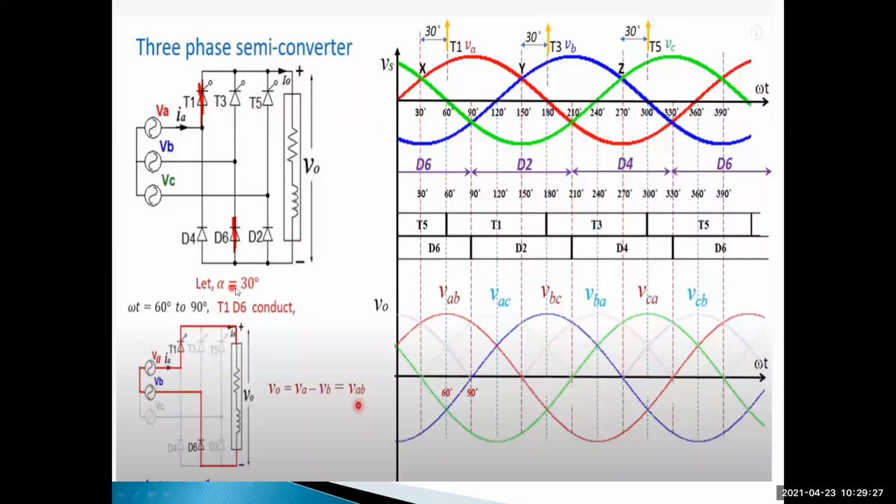Alpha is equal to 30 degrees means it starts conduction from 60 to 90 degrees onwards. Remember, pi by 6 plus alpha, up to this angle onwards, the triggering pulse is given to the thyristors T1, T3, T5. So below 30 degrees is not possible. For alpha equal to 30 degrees, pi by 6 plus alpha, pi by 6 means 30 degrees plus 30, that's 60 degrees. For the duration 60 to 90 degrees.